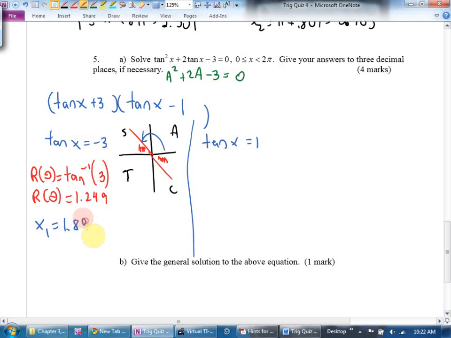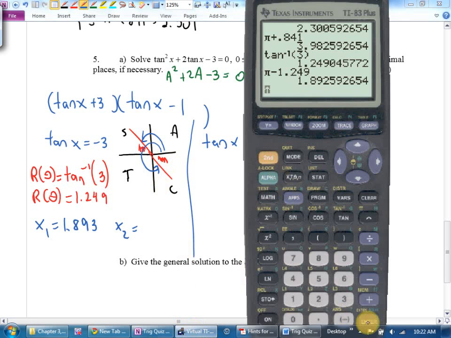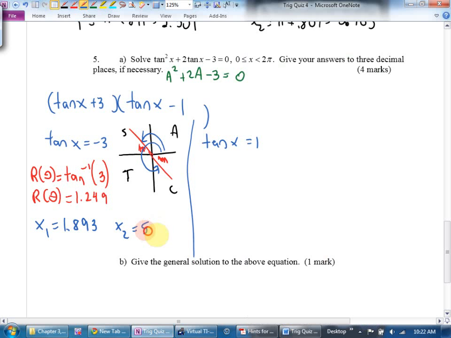And my second x value is going to be 2 pi minus 1.249, which is 5.034. Okay, there's that factor. Now let's do this factor here. Now, I don't know if you caught it. If you did this one with your calculator, that's fine.